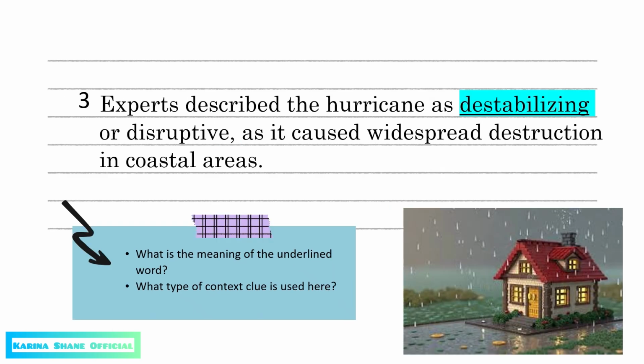And number 3, experts describe the hurricane as destabilizing or disruptive as it caused widespread destruction in coastal areas. What is the meaning of the underlined word? What type of context clues is used here? So, the answers of these 3 questions will be included in our next video to check if your answer is correct.